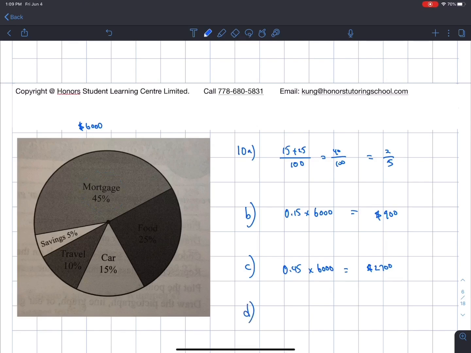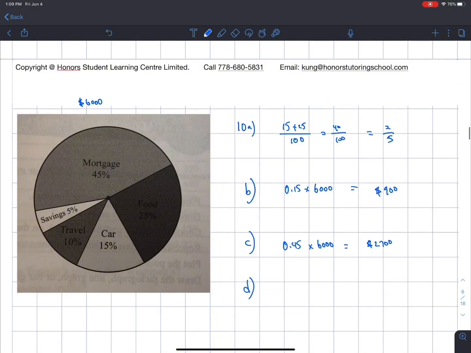How much more is spent each month on food than travel? Food is 25%, travel is 10%, over 100 because it's percent, and then times the budget, which is 6,000. So we should have 0.15 times 6,000, which is $900. And that's it for question 10.